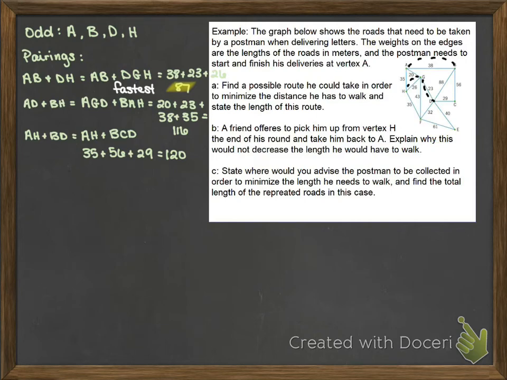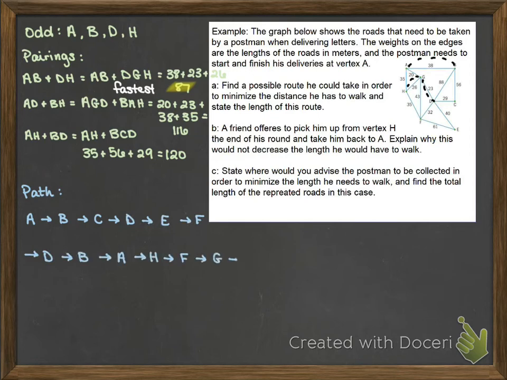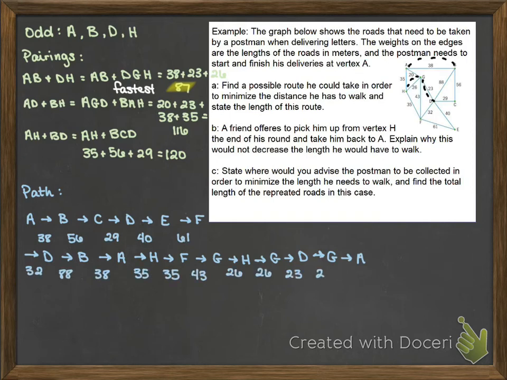So we need to find the possible route he could take in order to minimize the distance he walks. And so for that one, we start at A. We need to go all the way around, hit every single edge, and end back at A. So again, highlighting it, you can walk around. This picture is really small. On my personal notes, I did walk through everything and highlight those edges, but our path would be A to B to C to D to E to F to D to B to A to H to F to G to H to G to D to G, and then end back at A.